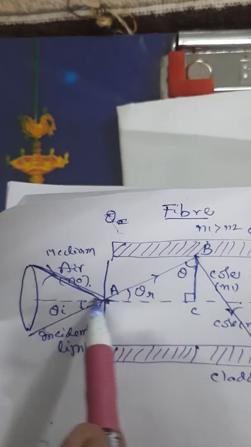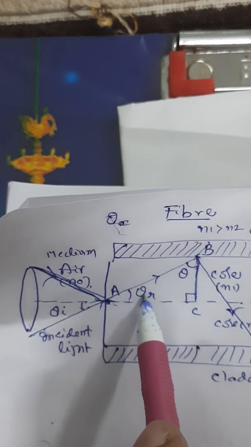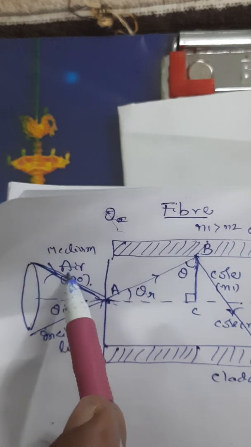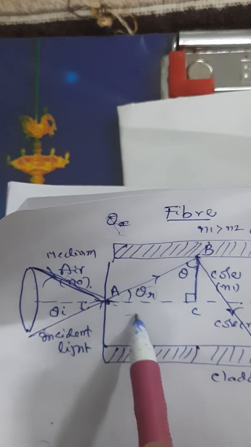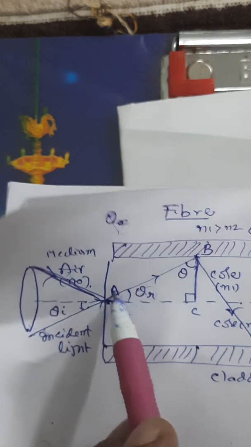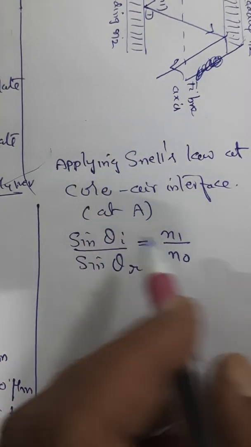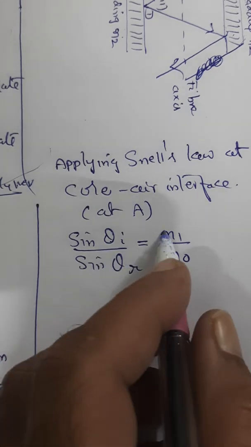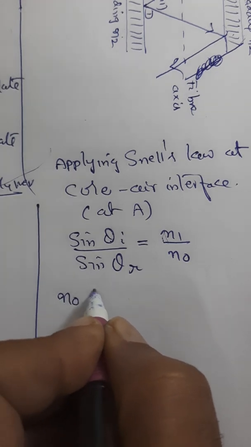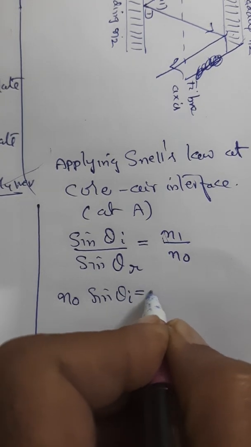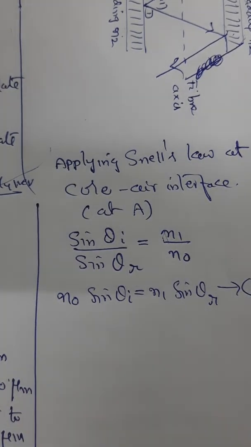At point A, we will apply Snell's law. The angle of incidence is theta I, the angle of refraction is theta R, the refractive index of air is N0, and the refractive index of core is N1. So at the core-air interface, we apply Snell's law. Sin theta I by sin theta R is equal to N1 by N0. Cross multiplying, N0 sin theta I is equal to N1 sin theta R. You call it equation 1.